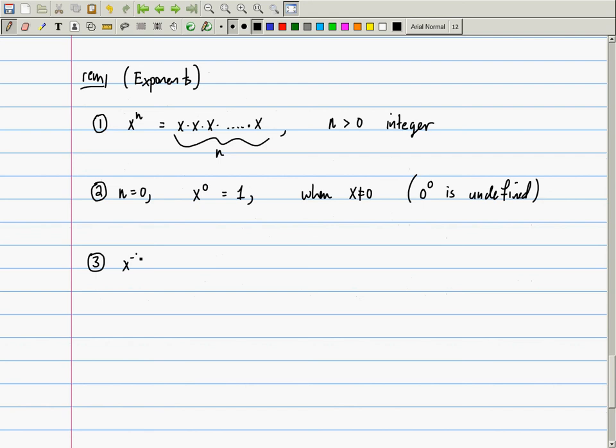So what could this mean, x to the negative n? For example, x to the negative 2. If it was x to the 2, then it would be x times x. If it's x to the negative 2, does that mean that instead of adding copies, I should be subtracting copies? What does it mean here? So what is it going to mean?